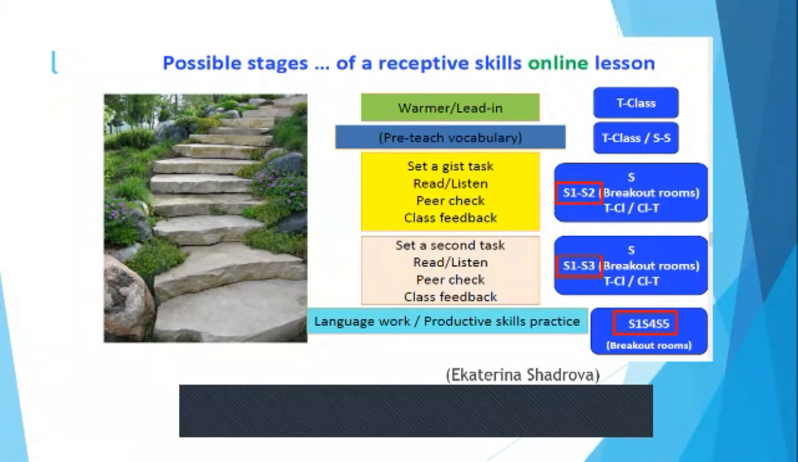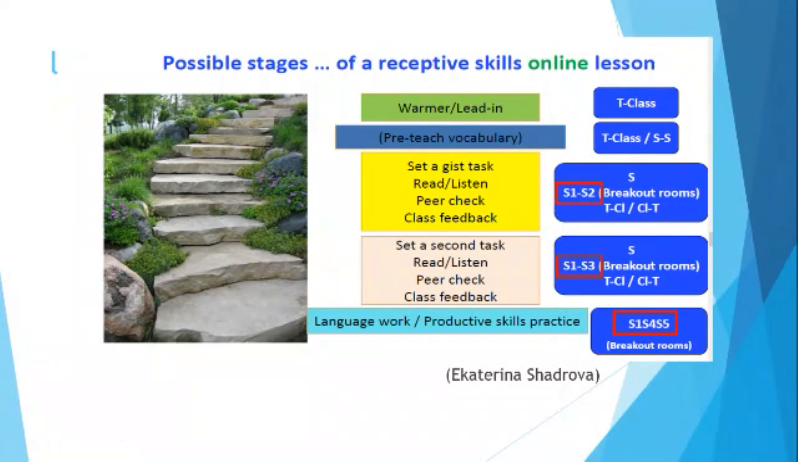And then, as for the yellow, it's task 3, set a gist task. It may be reading or listening comprehension, and then peer check and the class feedback. Well, then it's time to give the second task.